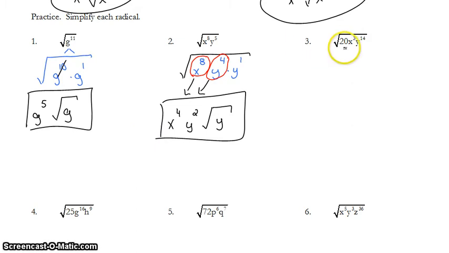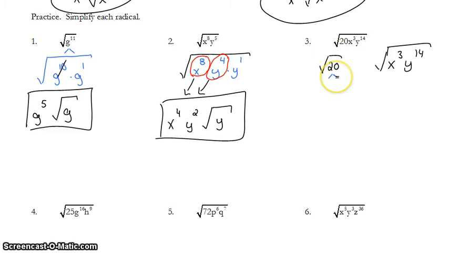And number 3 is our third type that we have to be concerned about, and that's when I have a coefficient and variables. The number we treat the same. If you want, a lot of times it's easier for students to do it this way. Take a look at square root of 20, and separately take a look at square root of x to the 3rd, y to the 14th.